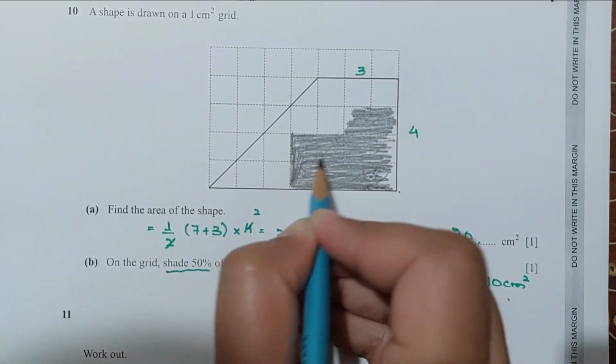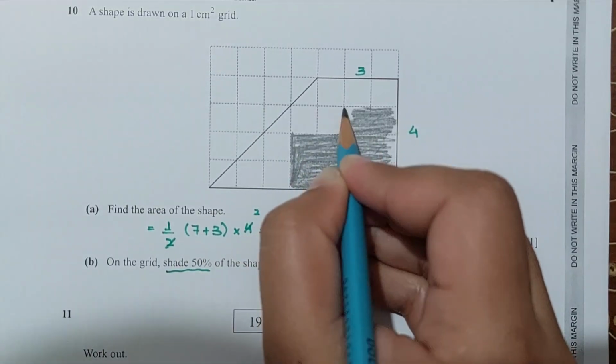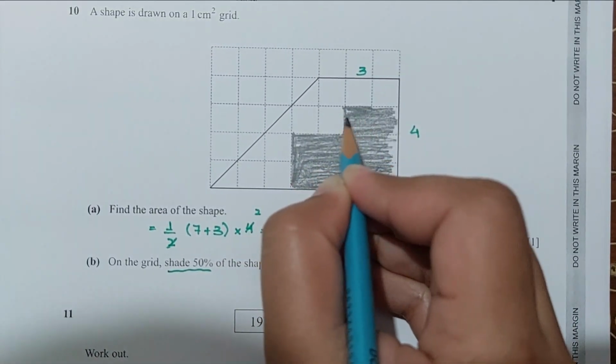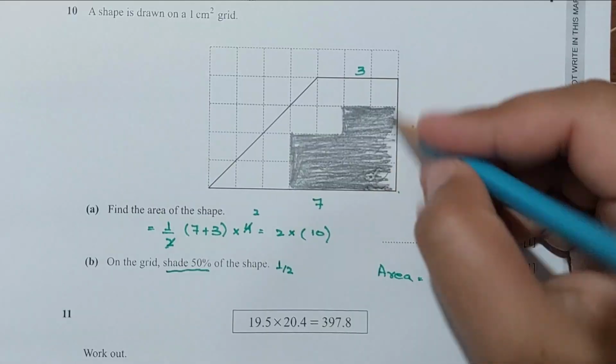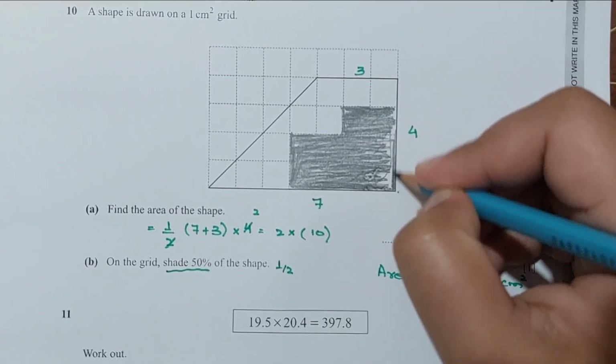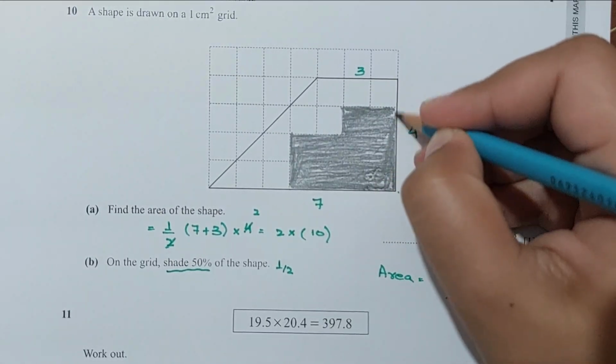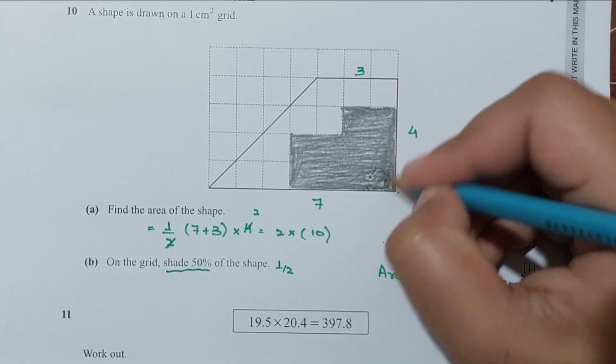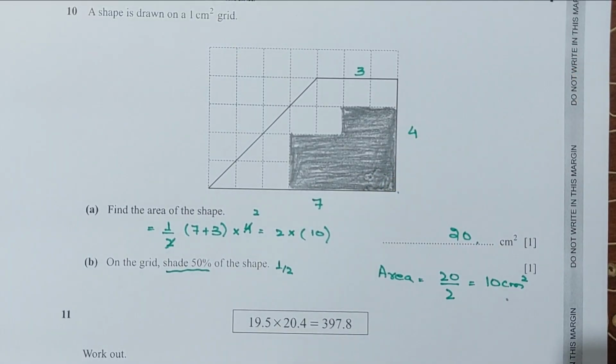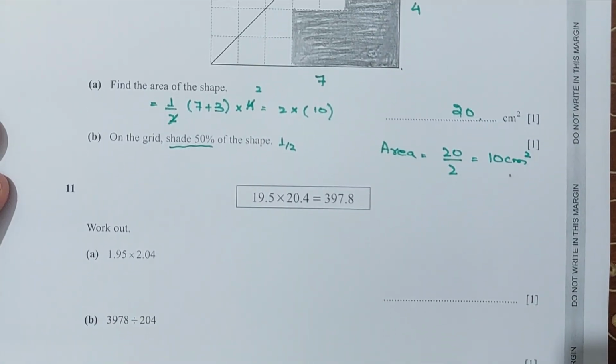The 10 squares are going to be shaded, right? You can take any 10 squares. So it is better to find the area of the shape first, and then shade half of that, 50%, right? Okay, question number 11.